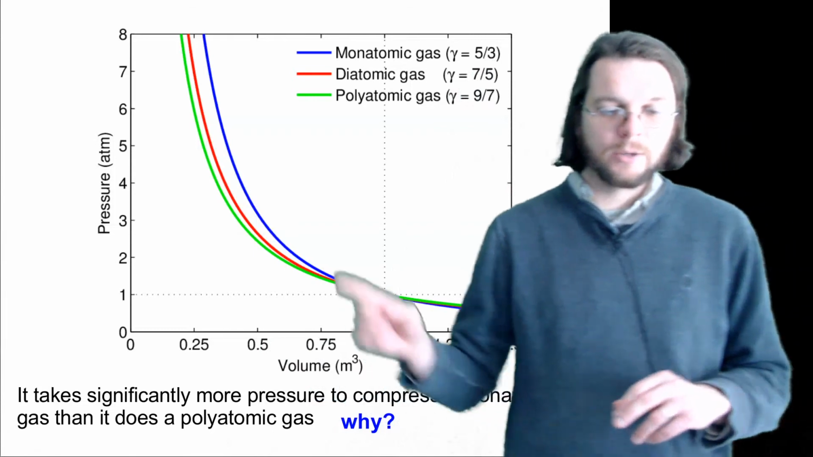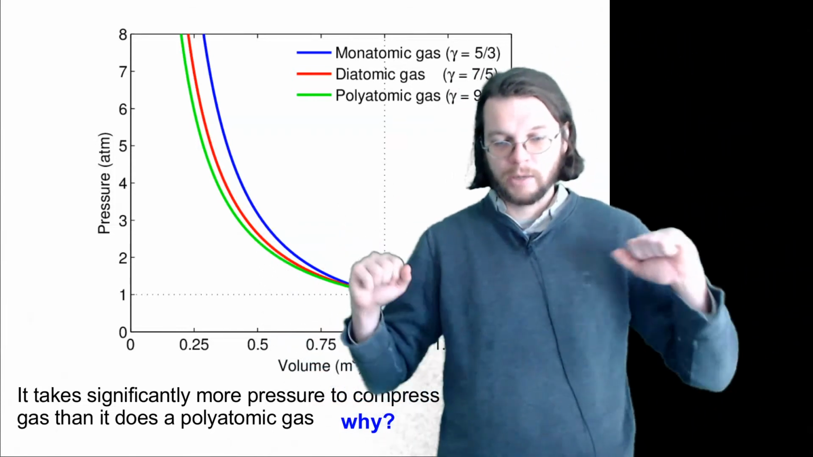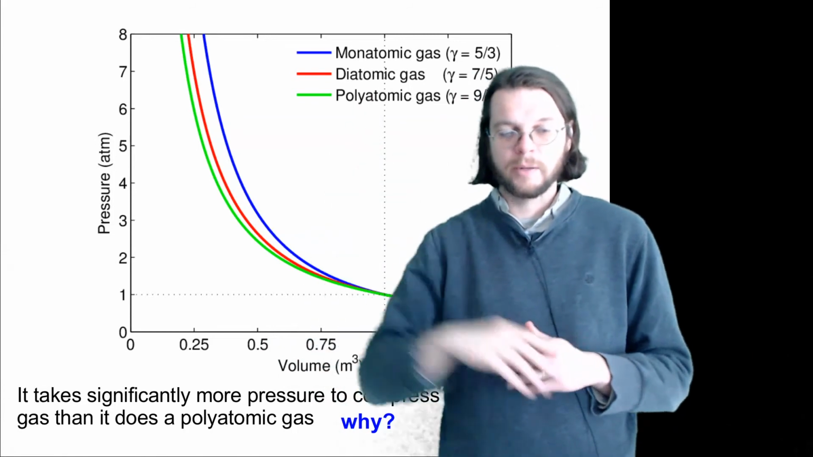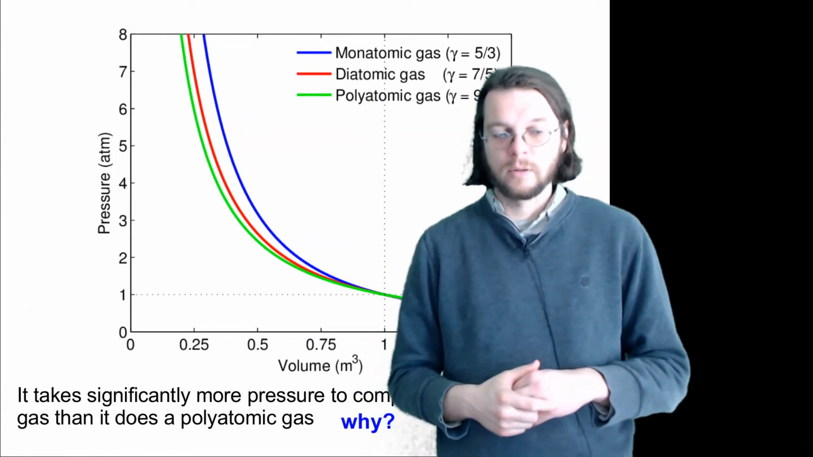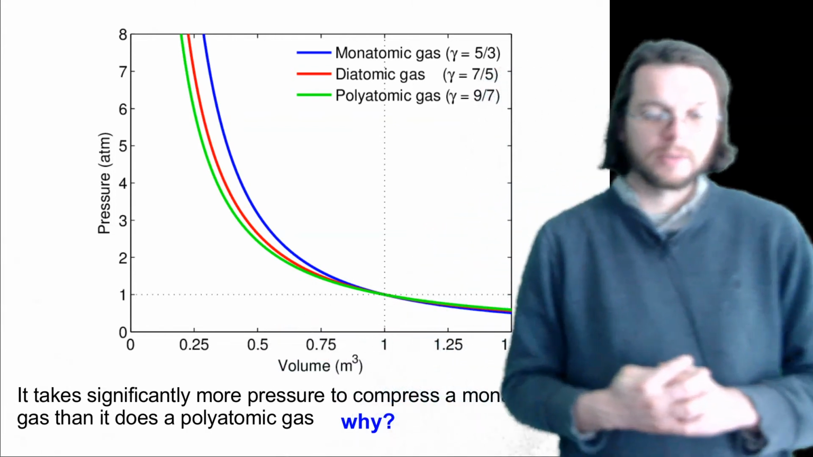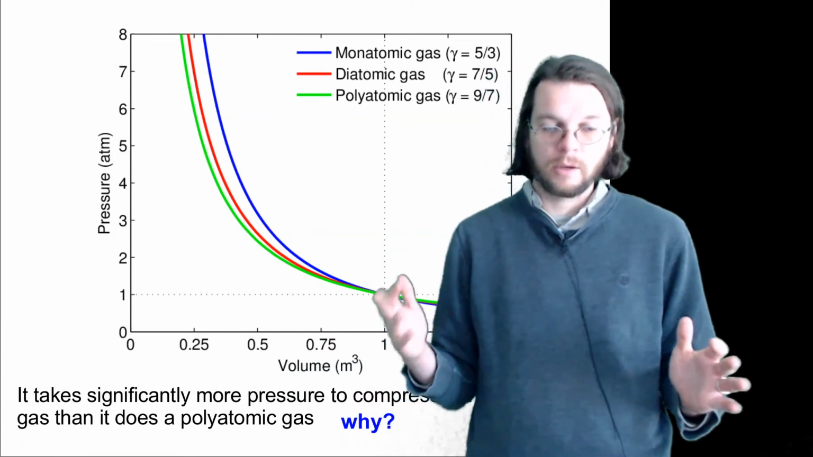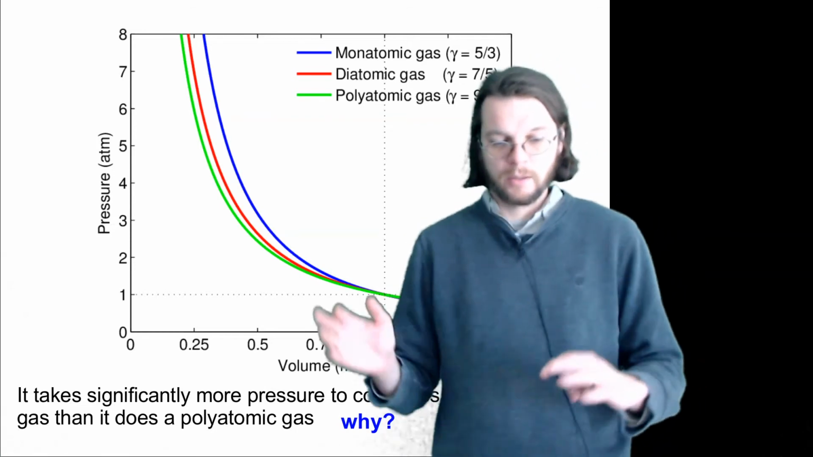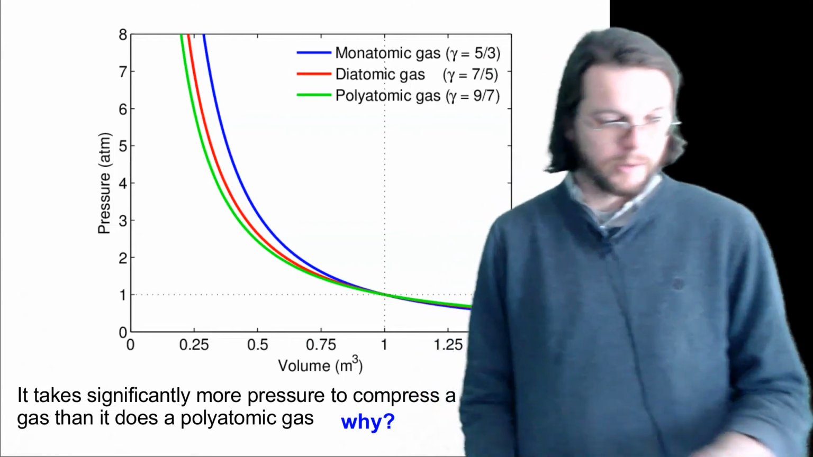And so as you compress these things, the fact that you can store energy in that vibration or the spinning of the diatomic gases or the polyatomic gases means that it's easier to compress those, because more of that energy is going into a form that's not really affecting the way that it collides with the walls of the container. Anyway, so that's the big explanation of why that all happens.